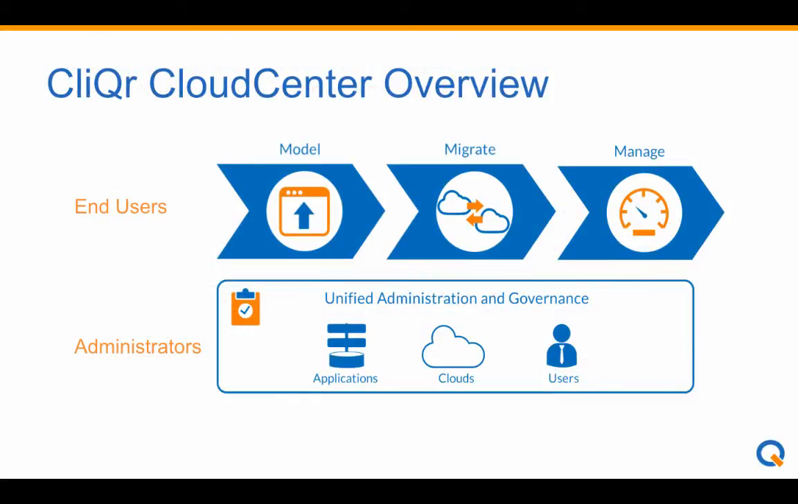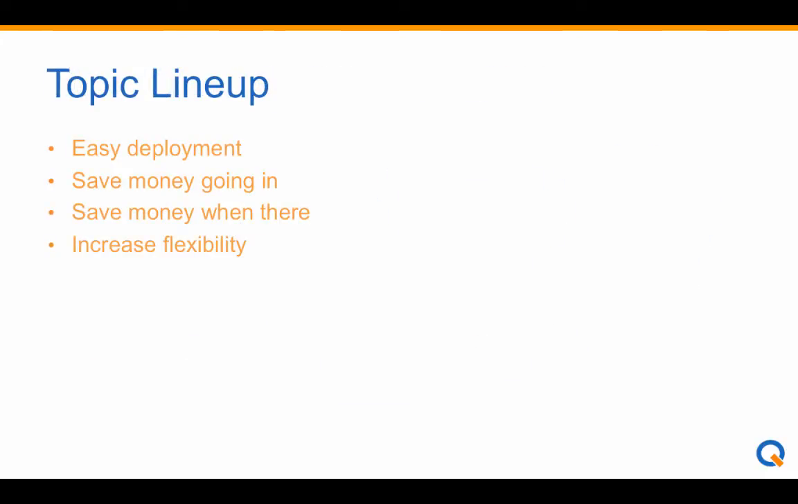With CliQr, users can model their applications once, migrate to any cloud, and then manage that application through its lifecycle. At the same time, administrators gain visibility and governance control across the boundaries of applications, clouds, and users. In this video, I'll show you how users can model, migrate, and manage applications deployed onto Amazon Web Services, also known as AWS. I'll also highlight some of the governance features that give IT powerful visibility and control.